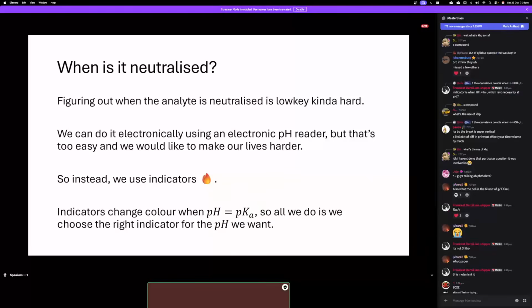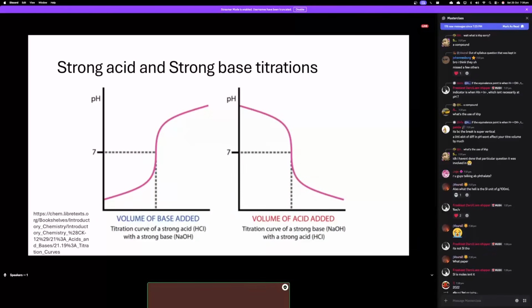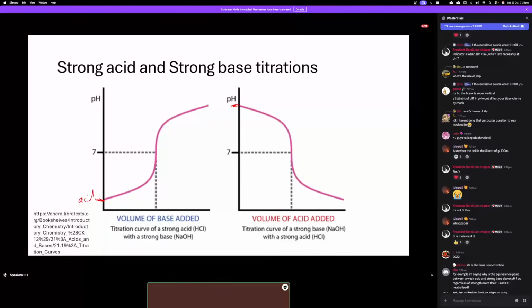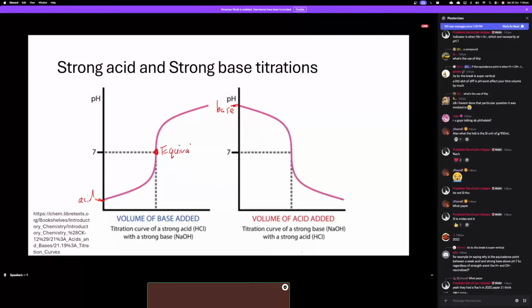So here is a strong acid, strong base titration. This is both ways. This is starting as an acid and we're adding a base. This is starting as a base and we're adding an acid, right? What do we know? This point here is the equivalence point. It is when it's fully neutralized. That's all it is, right?